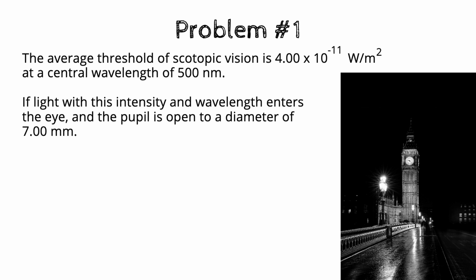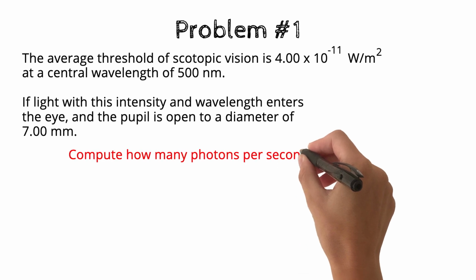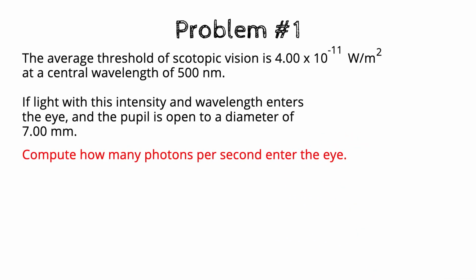Problem number 1. The average threshold of scotopic vision is 4.00 times 10 to the negative 11 watts per square meter, at a central wavelength of 500 nanometers. If light with this intensity and wavelength enters the eye, and the pupil is open to a diameter of 7.00 millimeters, compute how many photons per second enter the eye.